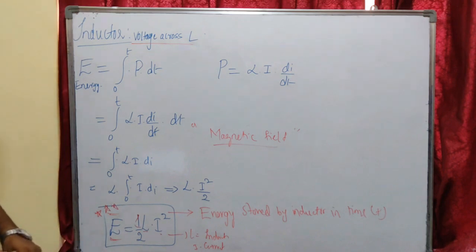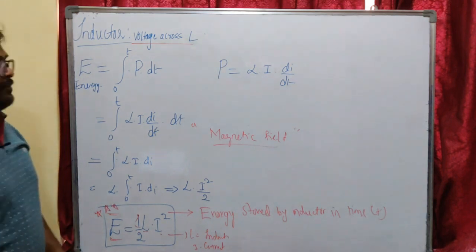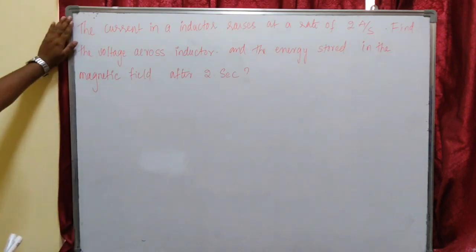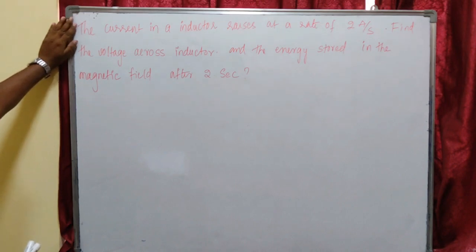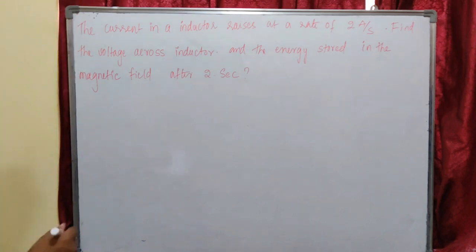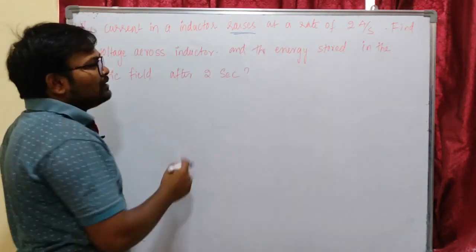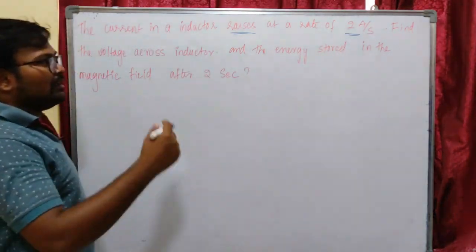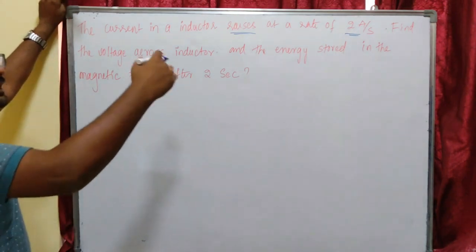Now let us take a problem so that you can understand the concept better. This is the question regarding inductor. What is the question given? The current in an inductor rises at a rate of 2 ampere per second. Then find the voltage across the inductor and the energy stored in the magnetic field after 2 seconds. What we need to understand here is that the current in the inductor rises from time to time at a rate of 2 ampere per second. That means for every second, 2 amperes of current is increasing in the inductor.